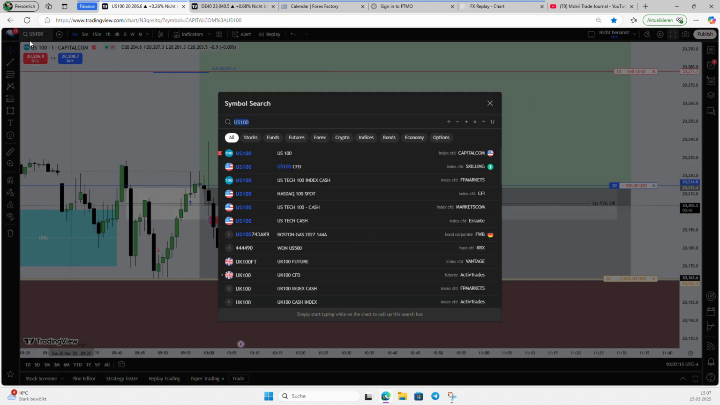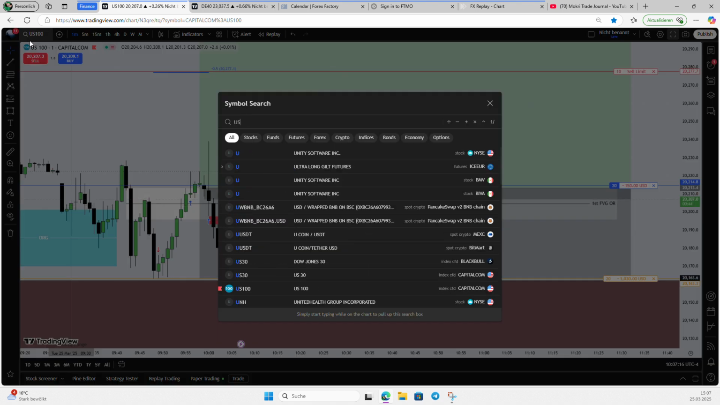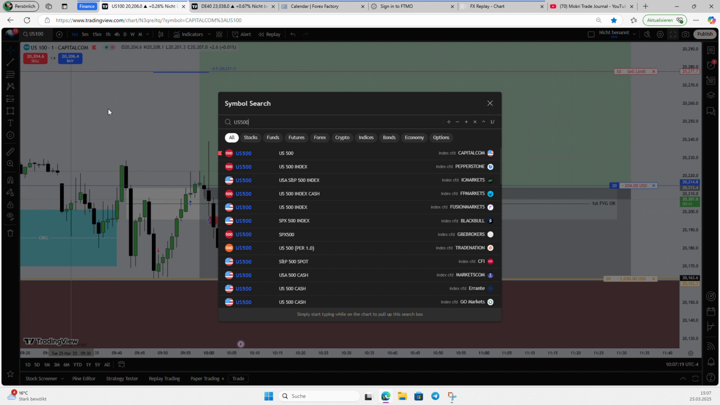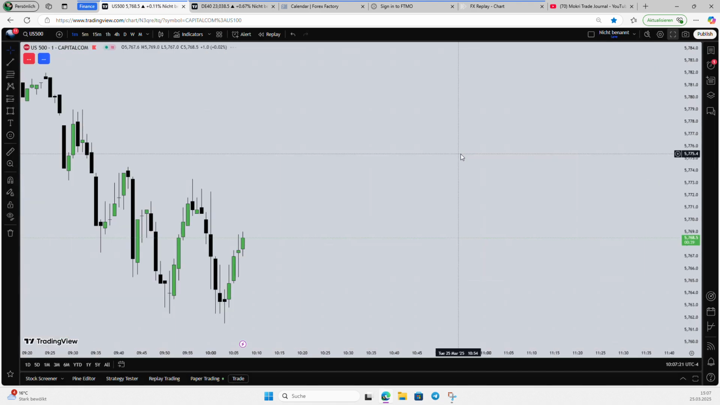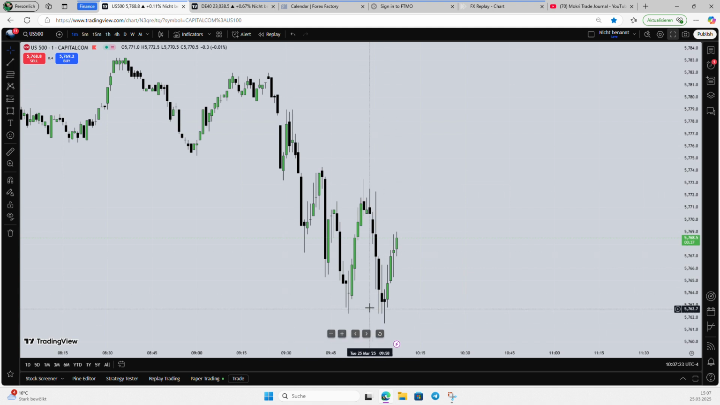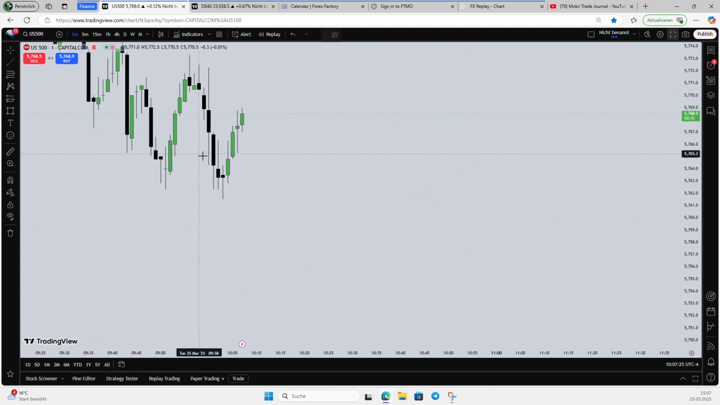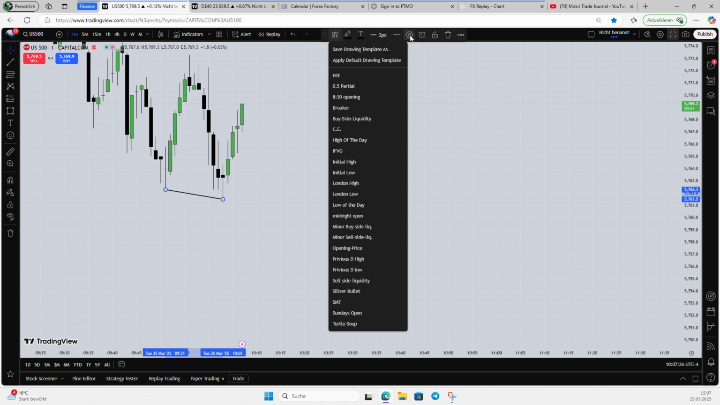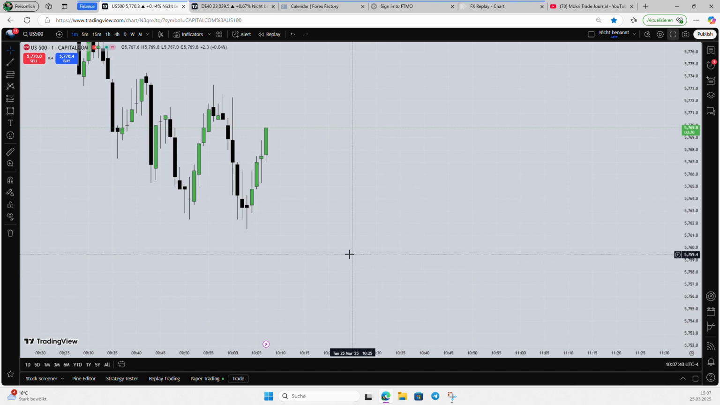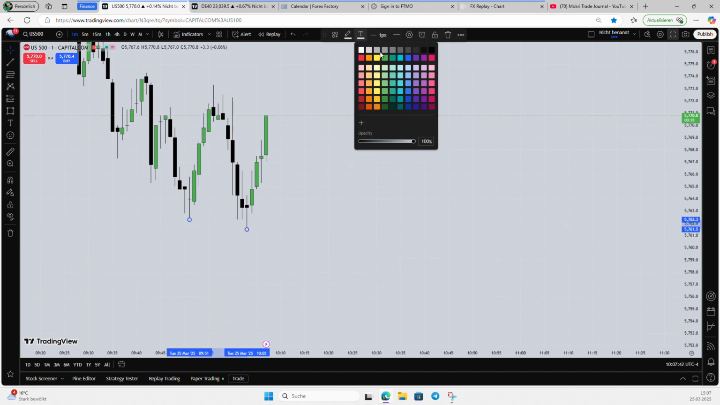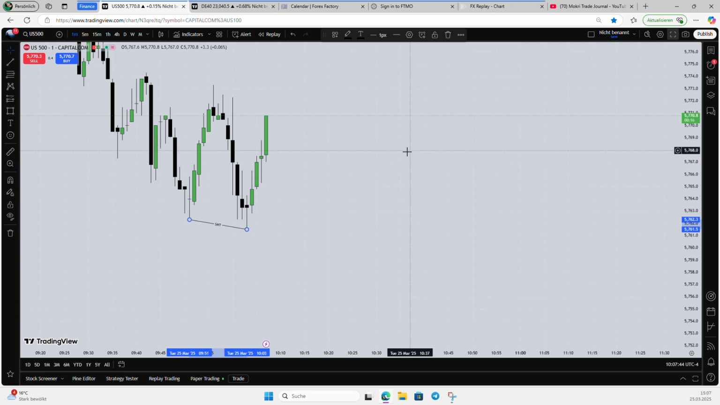So right here, US 500, it is the same as the ES market. So here, I thought that this is exactly the case, and it is the case. So this is smart money divergence. Okay, this is SMT divergence. So here we can see that price has taken out this low.